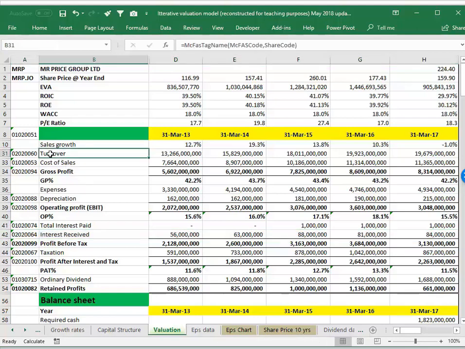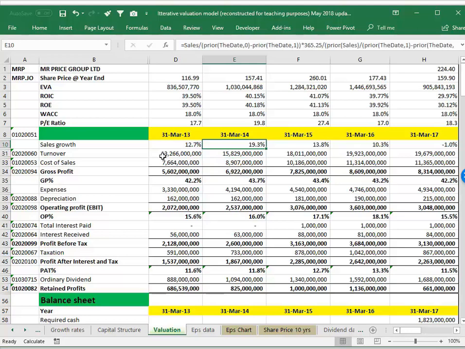Let's go back up to the top here. The turnover, this number in 2013 is 13.2 billion, give or take a rounding error, and we see this increasing to 15.8 billion in 2014, and this represents a 19.3% increase from one year to the next. This goes up by 13.8% in 2015, goes up even further in 2016 by 10.3%, and then it appears that in 2017 the sales, or the turnover, is effectively stagnant.